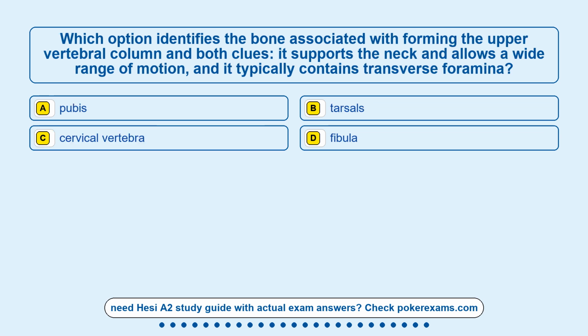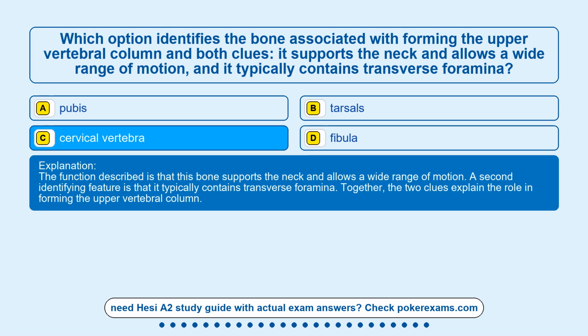Question 7. Which option identifies the bone associated with forming the upper vertebral column in both clues? It supports the neck and allows a wide range of motion, and it typically contains transverse foramina. Option A, pubis. Option B, tarsals. Option C, cervical vertebra. Option D, fibula. The correct answer is option C, cervical vertebra.